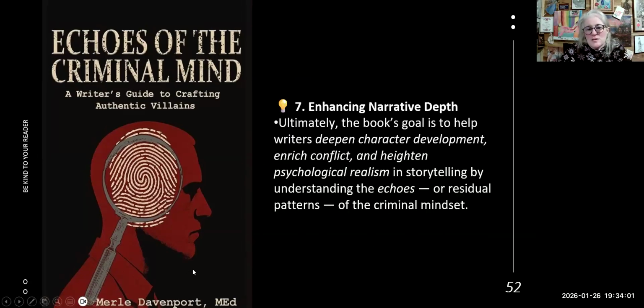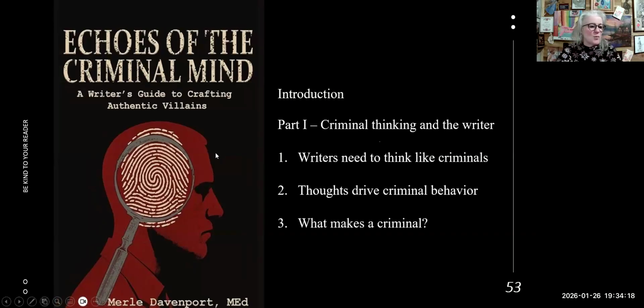And then enhancing narrative depth. So, the book's goal is to help writers deepen character development, enrich conflict, and heighten psychological realism in storytelling by understanding the echoes or the residual patterns of the criminal mindset. Highly recommend. Can't wait to be able to discuss this in class.